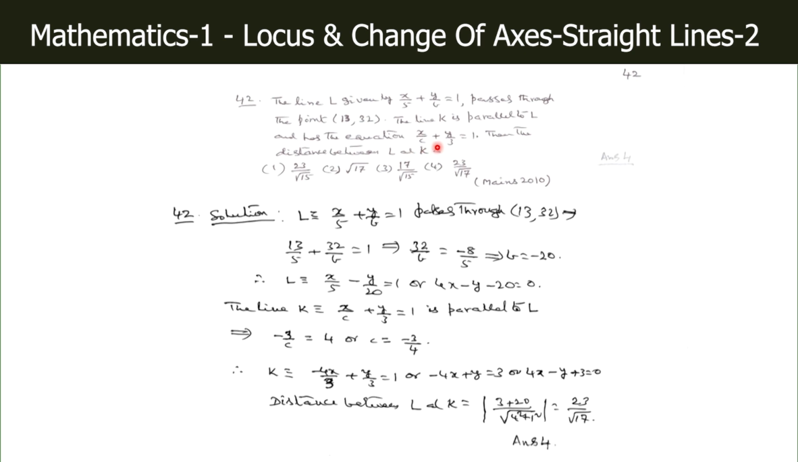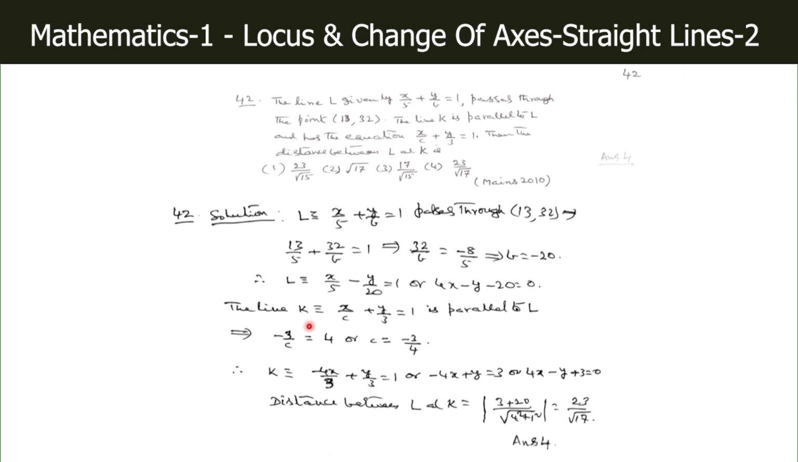Right. Now you know that you are given that L's equation x/5 + y/b = 1, and it passes through (30, 32). That means 30/5 + 32/b = 1, or 32/b = -8/5, or b = -20. Therefore, L's equation is x/5 - y/20 = 1, or 4x - y - 20 = 0.